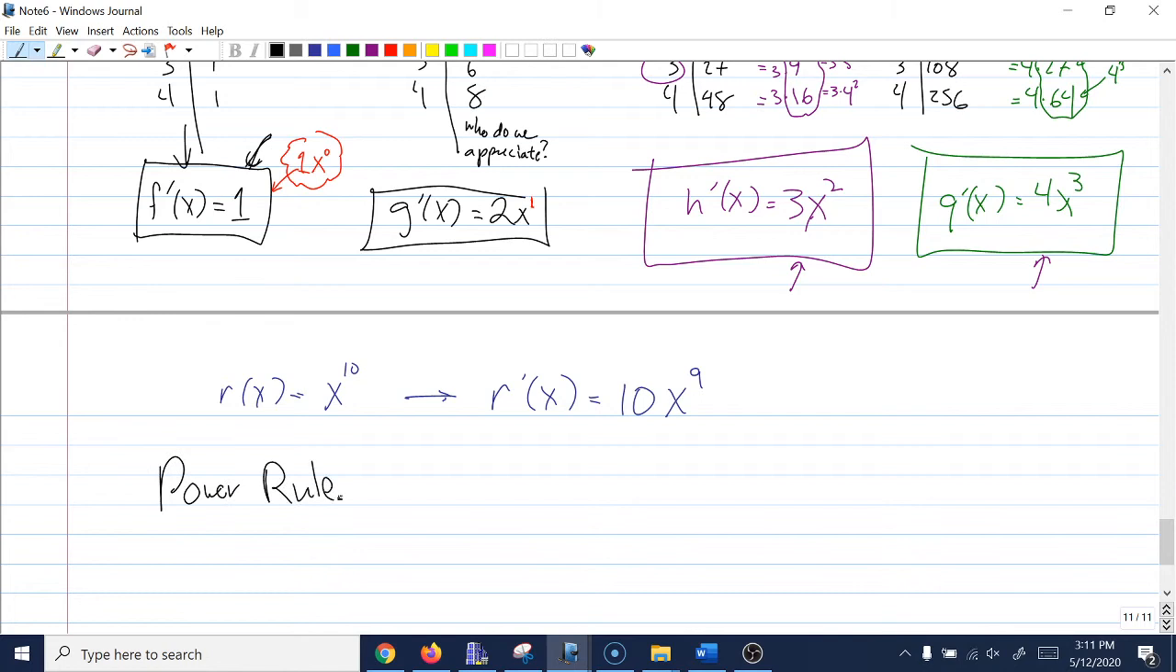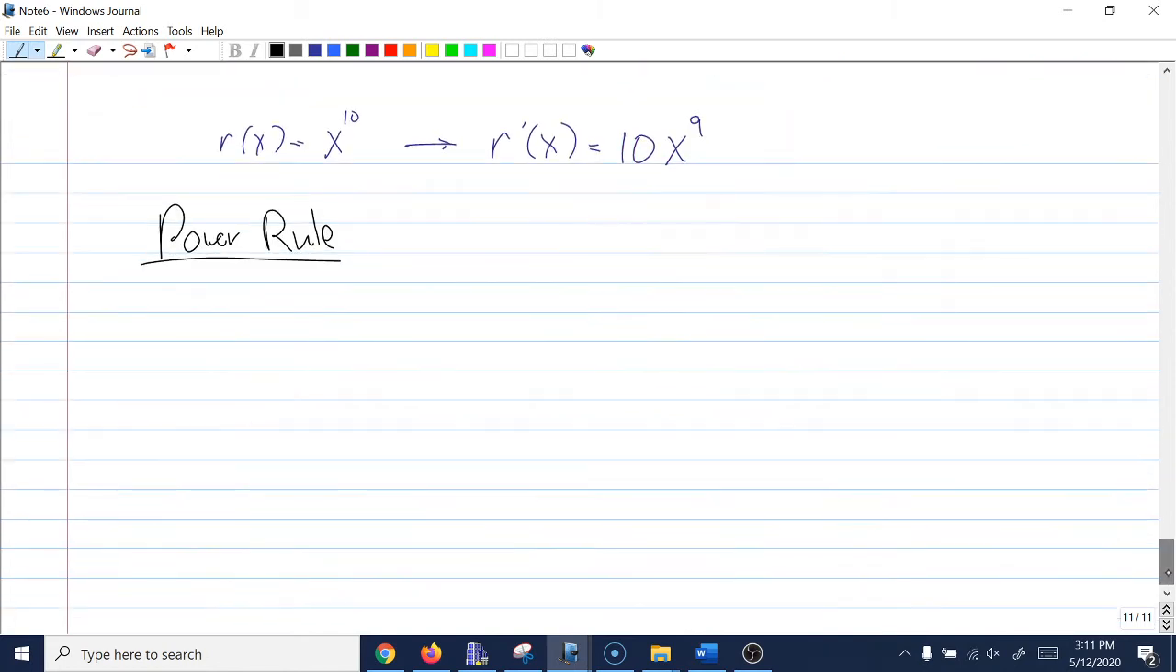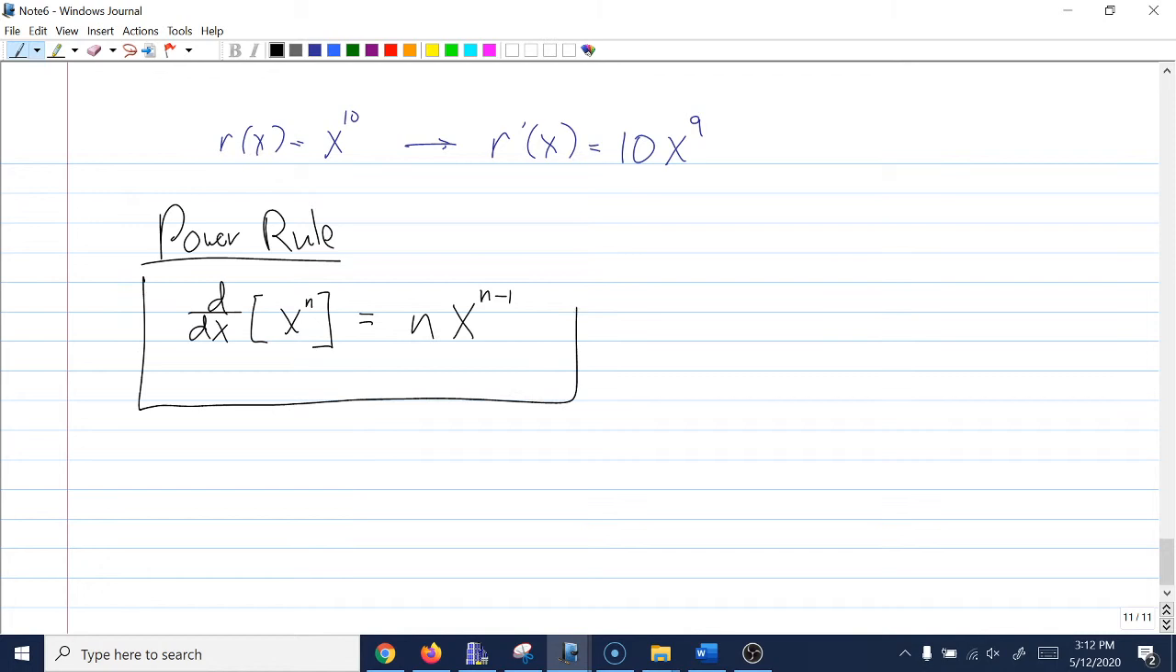The power rule is that the derivative of x to the n, any power of x, is still a power of x, but it's 1 less than the power was before, and you get a number out front, which is what the old number was. This has some special versions.